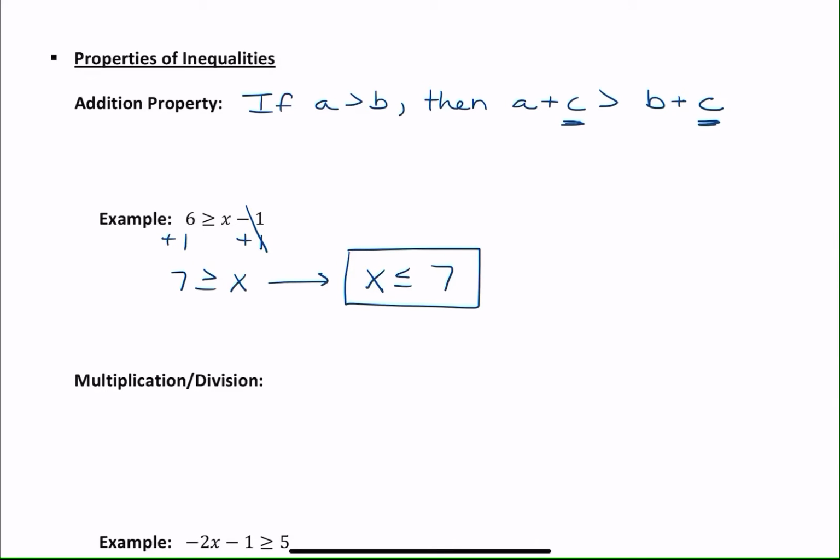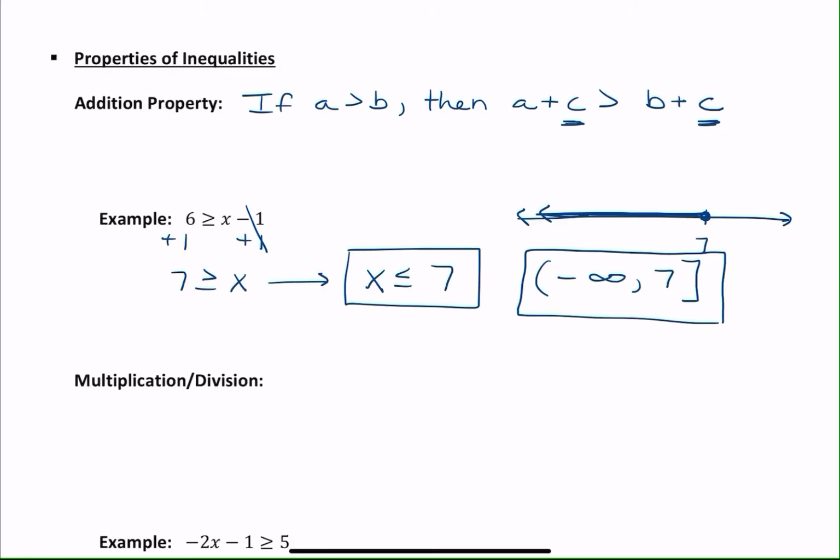So that's the inequality. If you want to write that in interval notation, drawing the number line really helps to visualize it. So I'm saying x is less than or equal to 7. So it's everything from negative infinity up to 7 and including it. So you're going to have a bracket on 7, but not on the negative infinity. So this is your answer as an inequality.